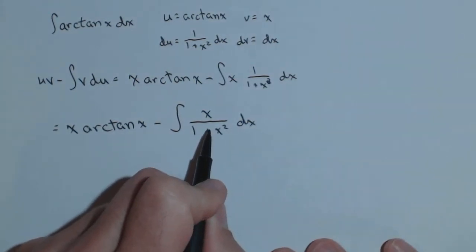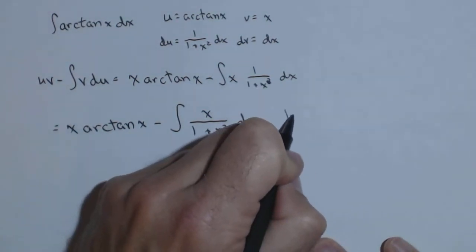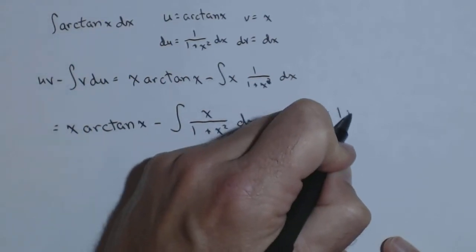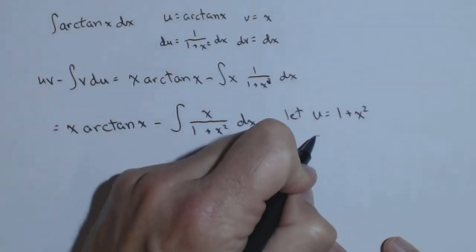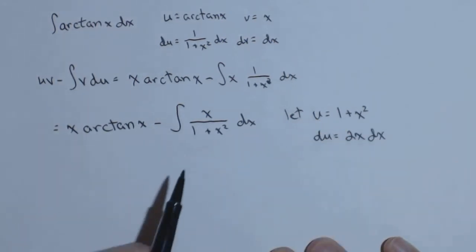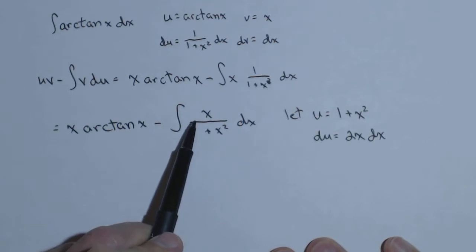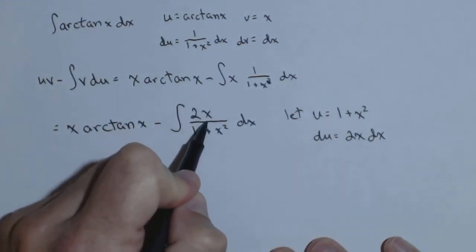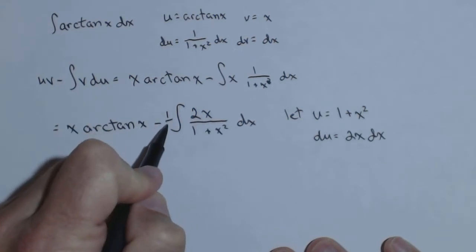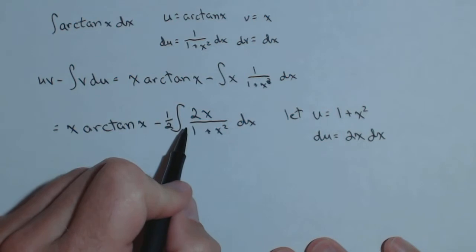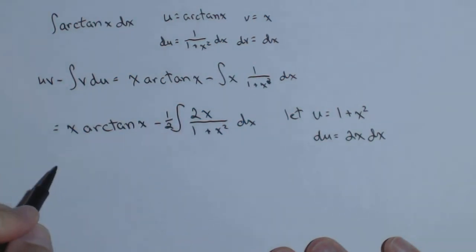This is actually a u substitution. We're going to let u equal the denominator, 1 plus x squared, and then du is 2x dx. Now I don't have a 2 in there, but I do have the x dx, so I'm going to put in a 2 in my integral, which means I'm going to put a 1/2 outside. So those cancel each other out, and I haven't changed what I originally have.